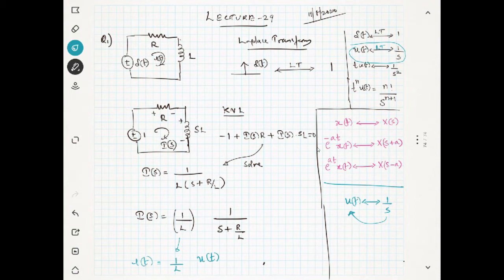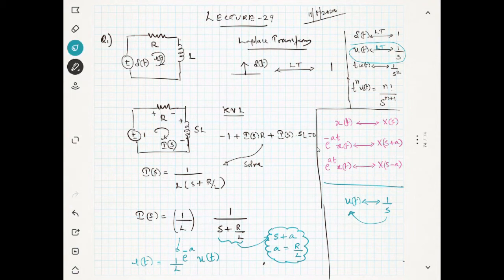Now, when do you get this? This is in the form s plus a. Yes, doctor. It will be e to the minus R by L. And what is a here? a is R over L, right? Am I correct? Yes, this is in the right form. So this becomes e power minus a into t.